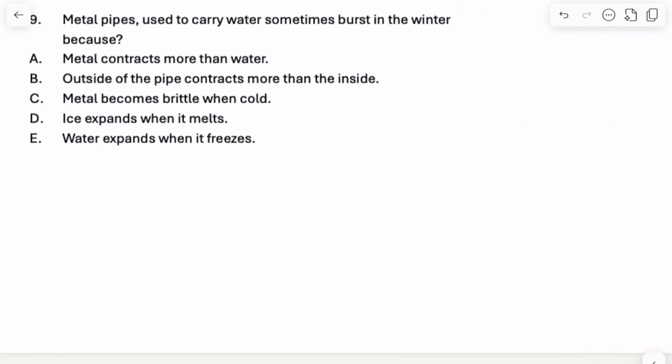Okay, for number 9, metal pipes used to carry water sometimes burst in winter. For what reason? I'm hoping you can remember the discussion on the anomalous behavior of water. So we have here a graph where the x-axis is your temperature in Celsius or centigrade, and then on the y-axis it is its volume. Now the graph looks like this one.